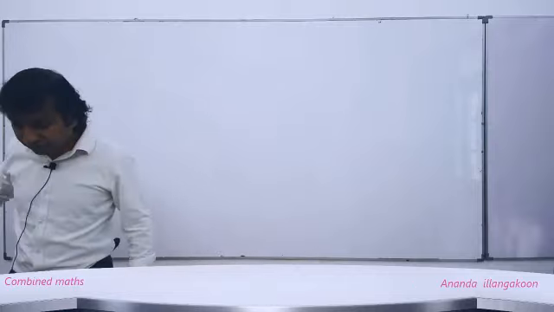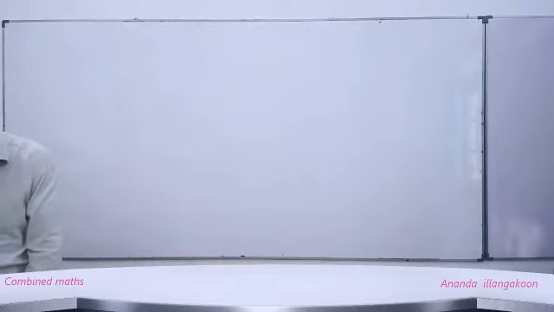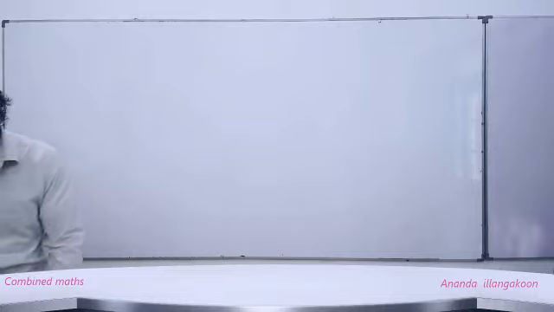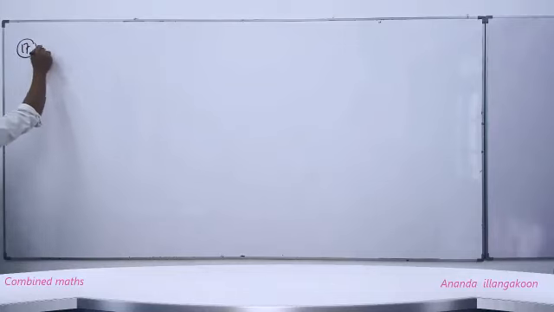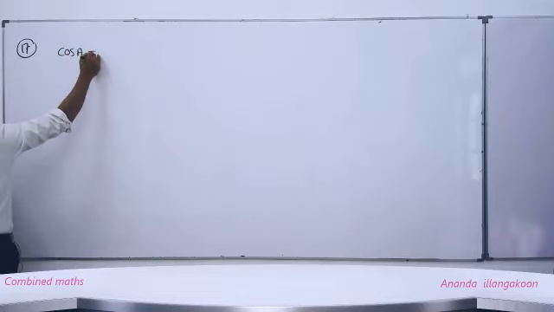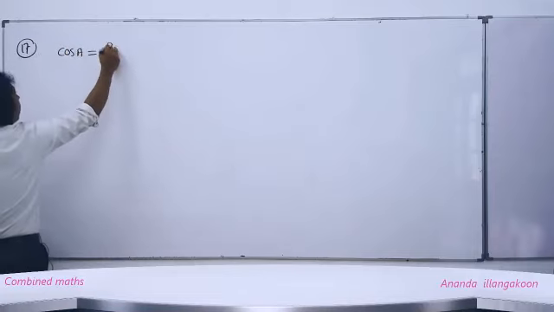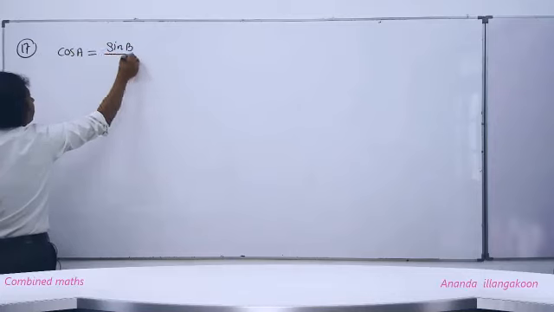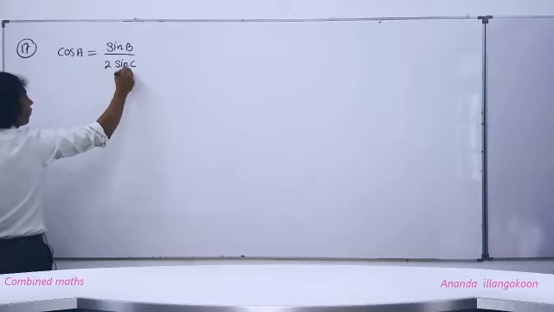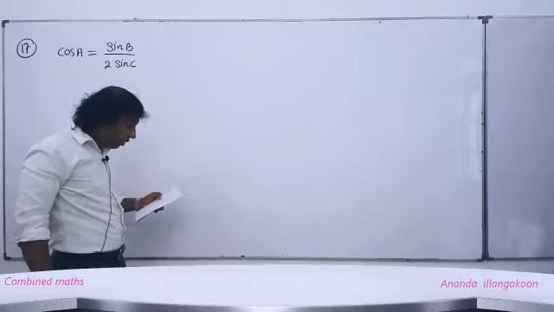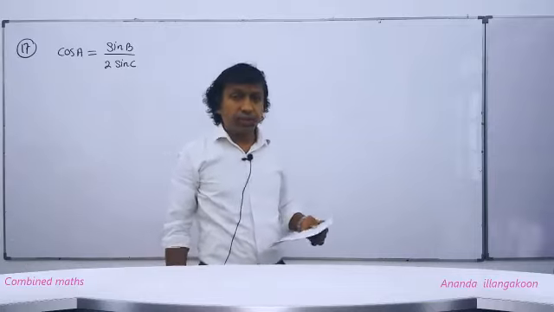Right. Question number 17, people. Page number 5. In a triangle ABC, you are given that cos A is equal to sin B divided by 2 sin C. Show that the triangle is isosceles.